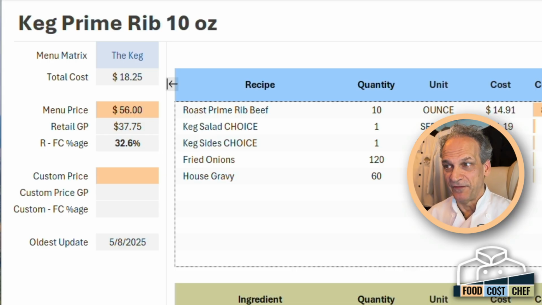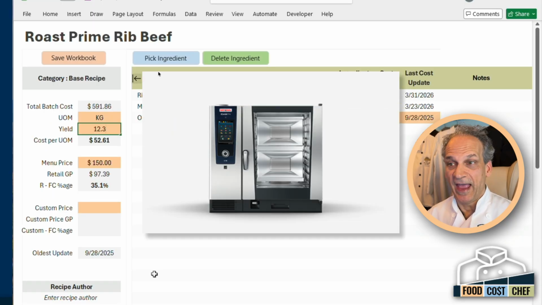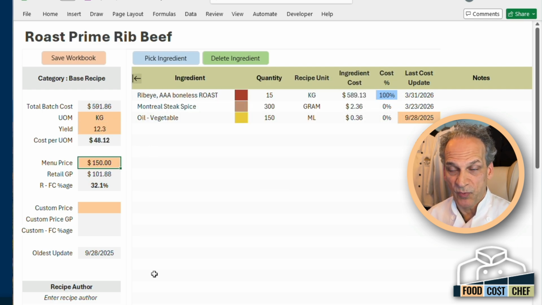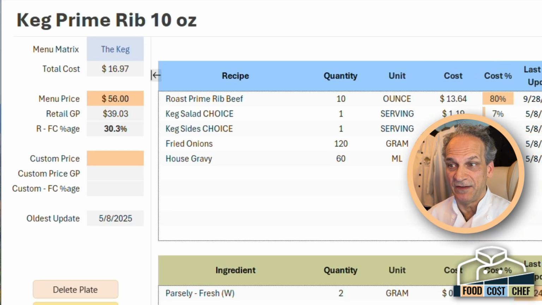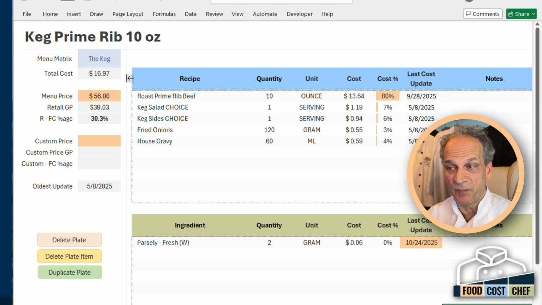On the other hand, if your place has a combi oven and you can slow cook and hold these roasts overnight, that boosts the yield to 12.3 kilograms, and our food cost drops to 30%, which increases the gross profit even more to $39. By the way, with that kind of precision food costing, you can actually math out how long it would take you to pay for the purchase of a combi oven based only on a single product like this.